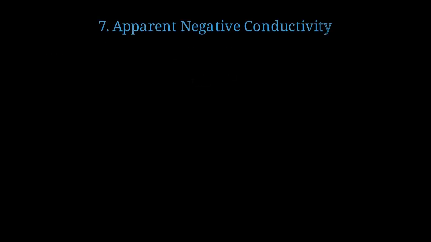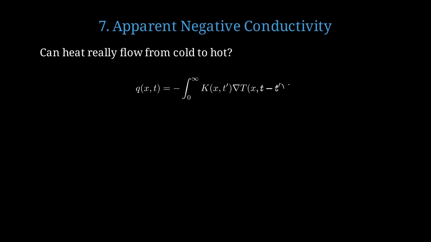Now we arrive at the fascinating phenomenon of apparent negative thermal conductivity. Can heat really flow from cold to hot? Not in steady state, but transient and non-local effects can create this appearance. The heat flux involves a memory integral. Q of x, t equals negative integral of kernel K times temperature gradient at earlier times. During transient response, the heat flux can temporarily become negative before the system equilibrates.